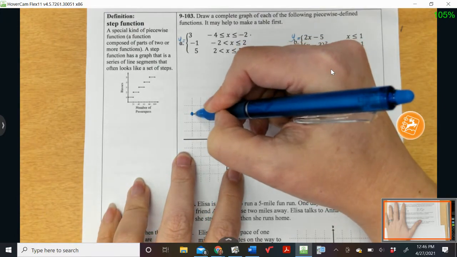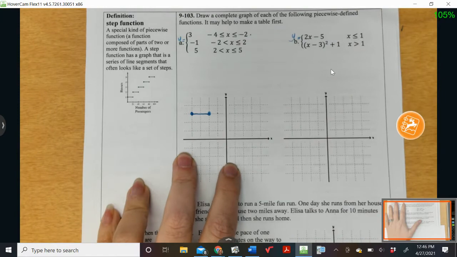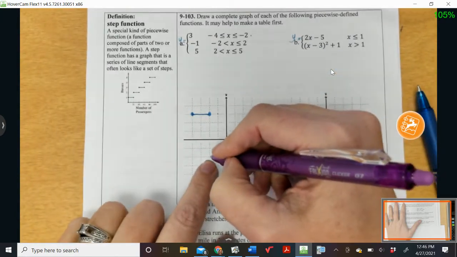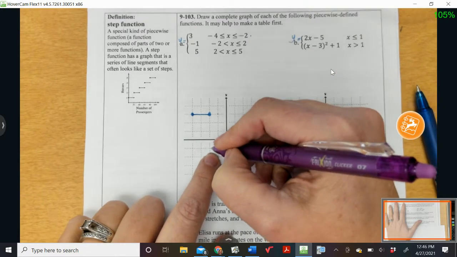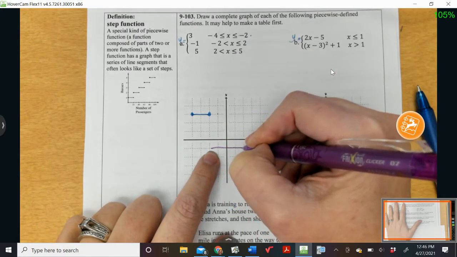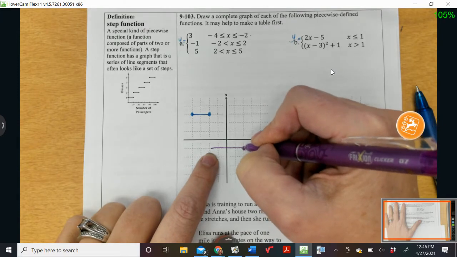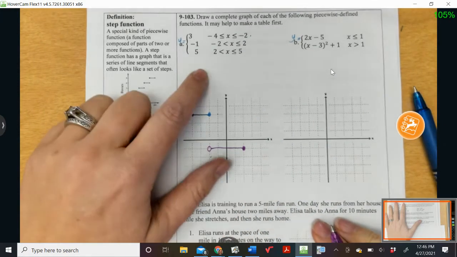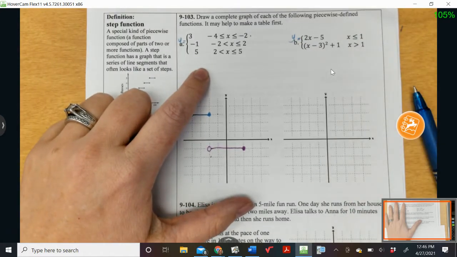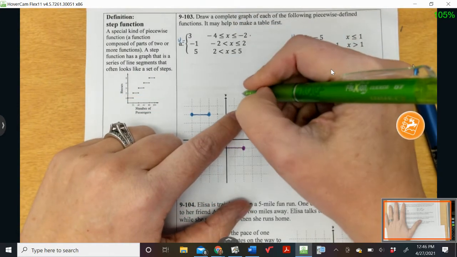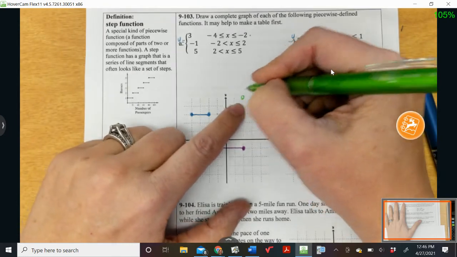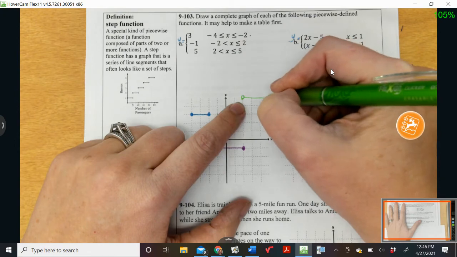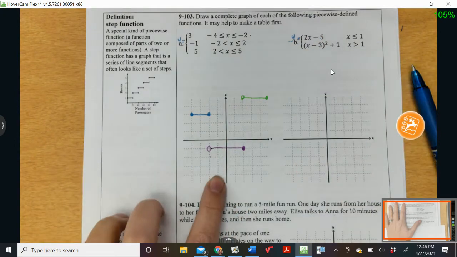Y is 3. Then at -2, another function takes over and goes from -2 to +2. +2 is included, -2 is not. Okay. Then 5 takes over after that. At 2, 5 takes over. And it goes to 5, which is right about there. And there's my piecewise graph.